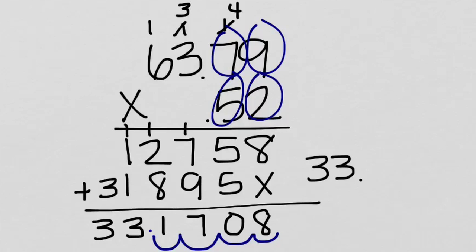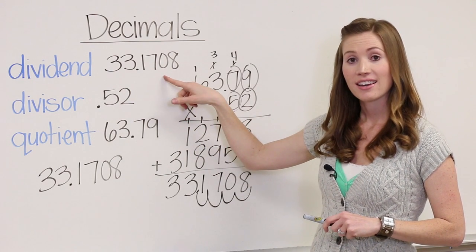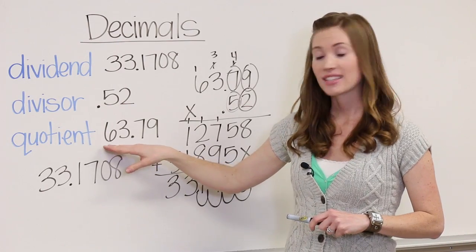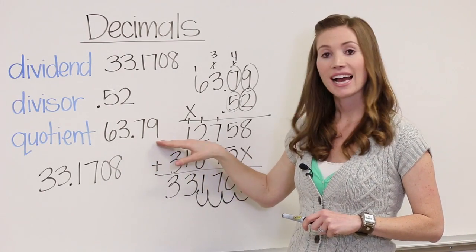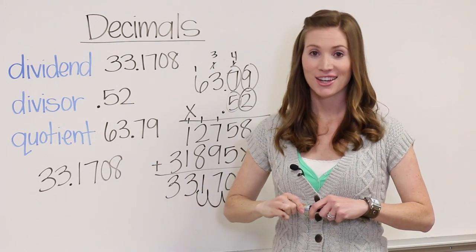33 and 1,708 ten-thousandths. That matches our original dividend, so it looks like our quotient of 63 and 79 hundredths is correct. Great job.